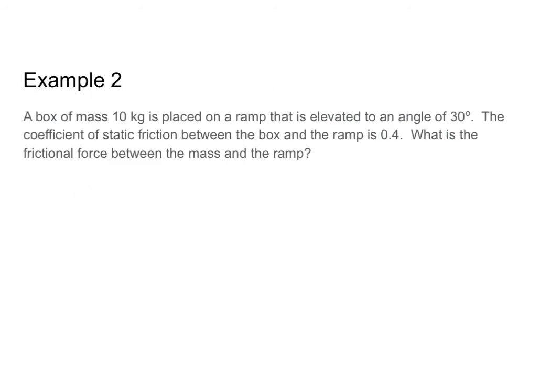So a box of mass 10 kilograms is placed on a ramp that is elevated to an angle of 30 degrees. The coefficient of static friction between the box and the ramp is 0.4, and we want to find the frictional force between the mass and the ramp. So let's go ahead and draw a picture first. Here is my ramp, and here is my angle of 30 degrees. I have my box with a mass of 10 kilograms sitting on that ramp.